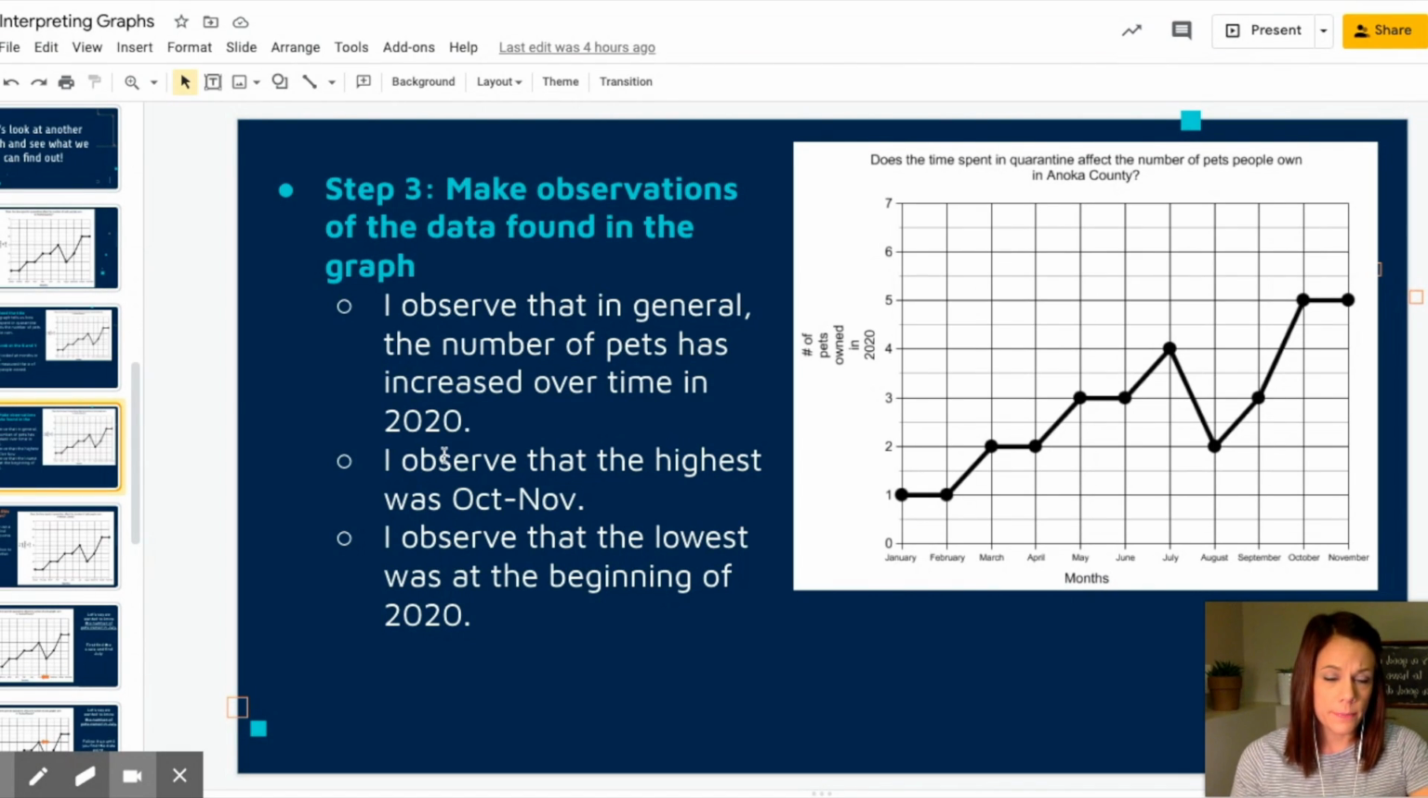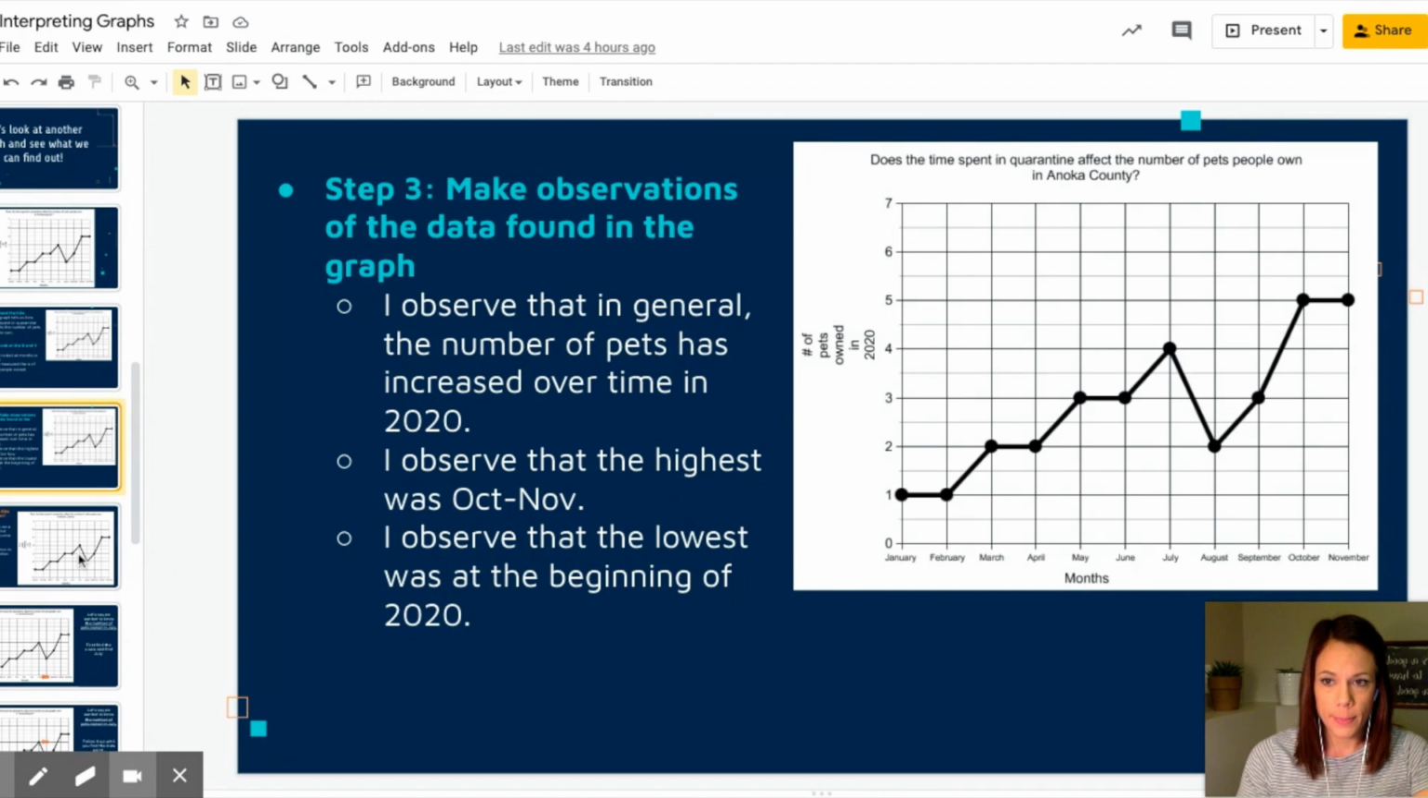So a couple things. And hopefully you made some. I observe, first of all, that this line is trending upward. I see that it went from 1 pet to the highest point, which is 5. So overall, it's increasing. Even though we got a little dip here, it's still increasing. I observed that the lowest it was at was 1. I also would say that it's the highest in October and November. I could also say right here that there was a decline, or it decreased from July to August.